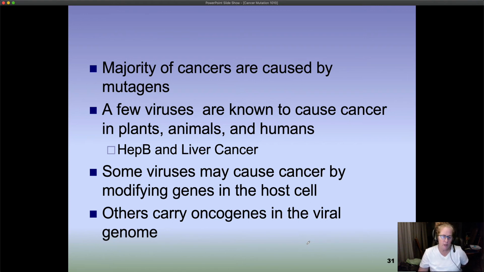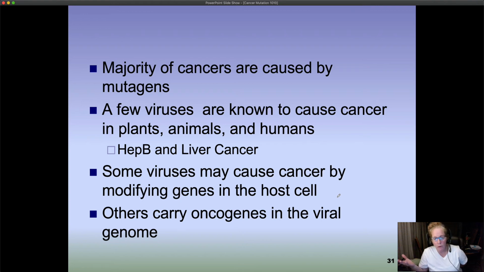Most cancers are going to be caused by mutagens. There's a couple of viruses. Hepatitis B is the most highly associated with liver cancer. Helicobacter pylori is a bacteria, actually, that is associated with gastrointestinal cancers. It's the same bacteria that causes ulcers. HIV is associated with some Burkitt's lymphoma and a few other cancers as well.